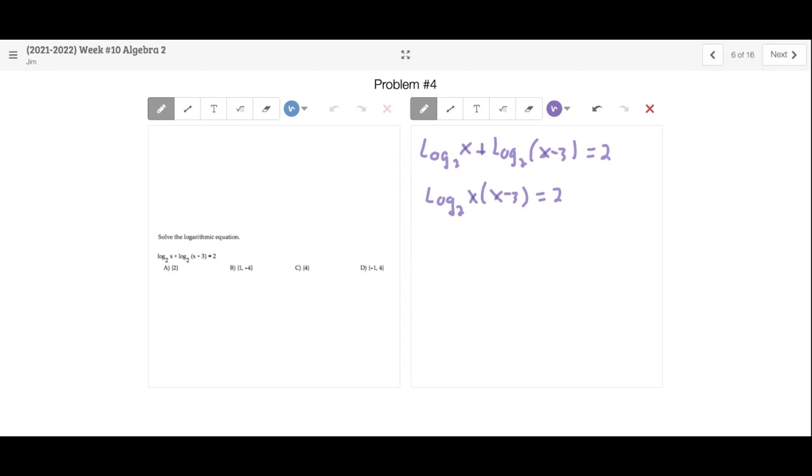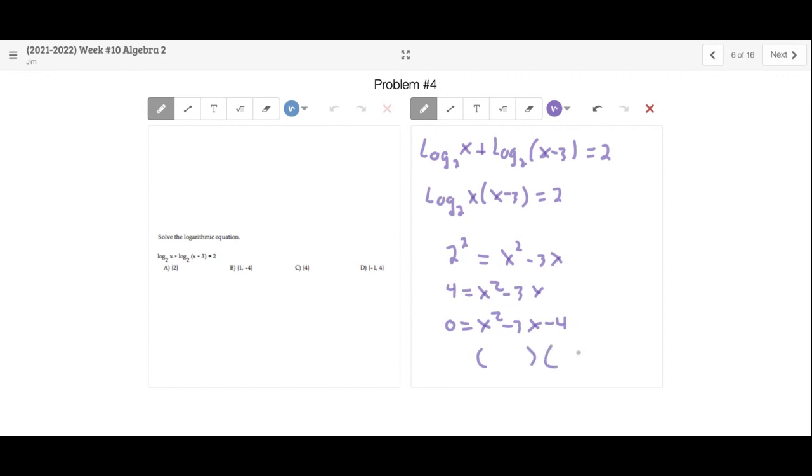So now I'm going to rewrite this as an exponent. That's 2 to the second is equal to x squared minus 3x, so that's a 4 there. It's a quadratic, so I've got to get it set equal to 0: x squared minus 3x minus 4.